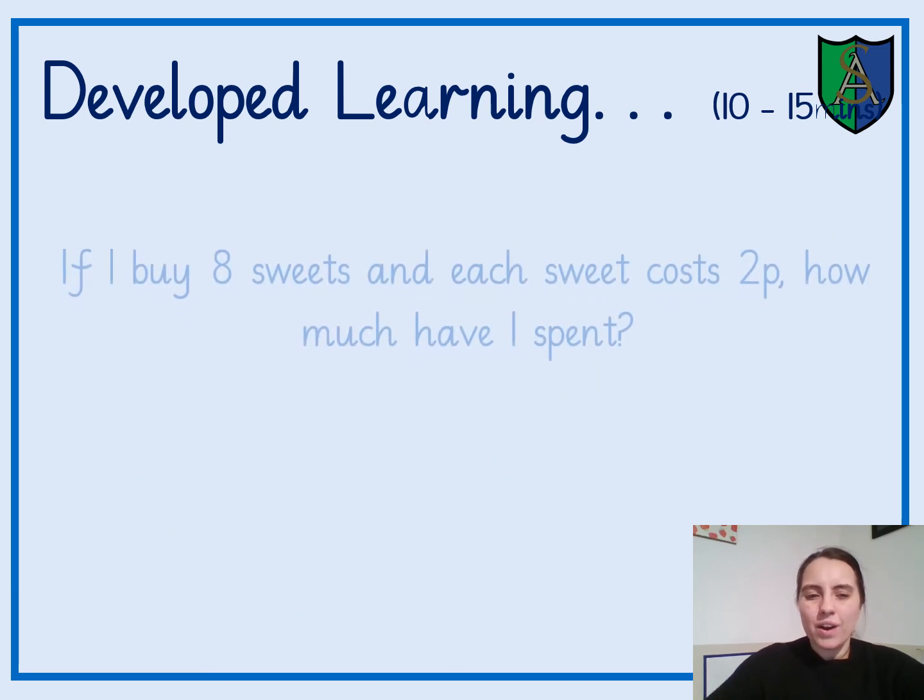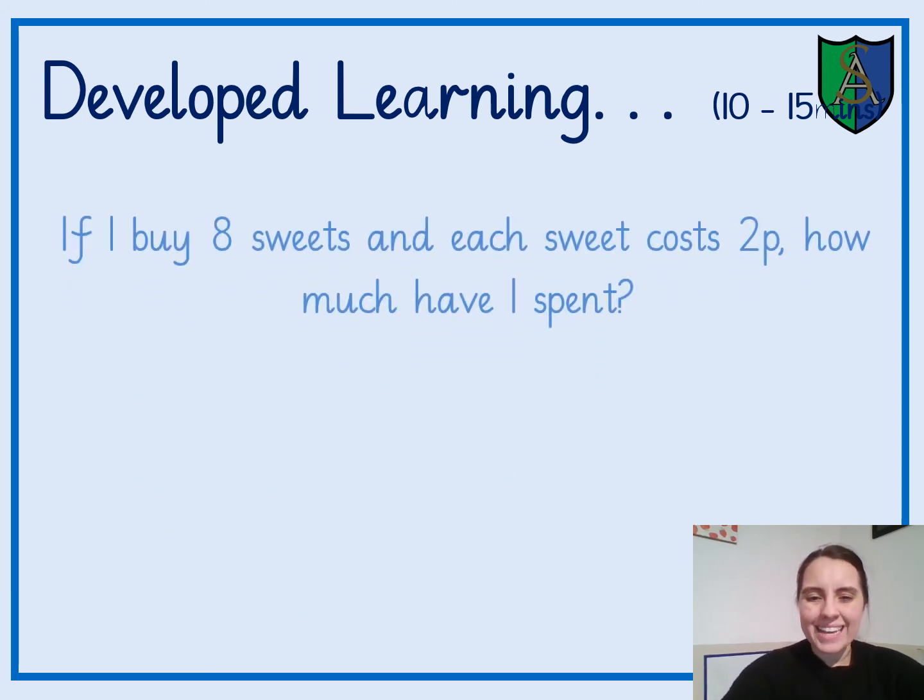Okay, now this time we need to buy 8 sweets that each cost 2p. Okay, I'm not going to draw this one out. You can do this one. Okay, so draw 8 sweeties and then underneath each one place a 2p. Now you may want to pause the video for a second while you do this.